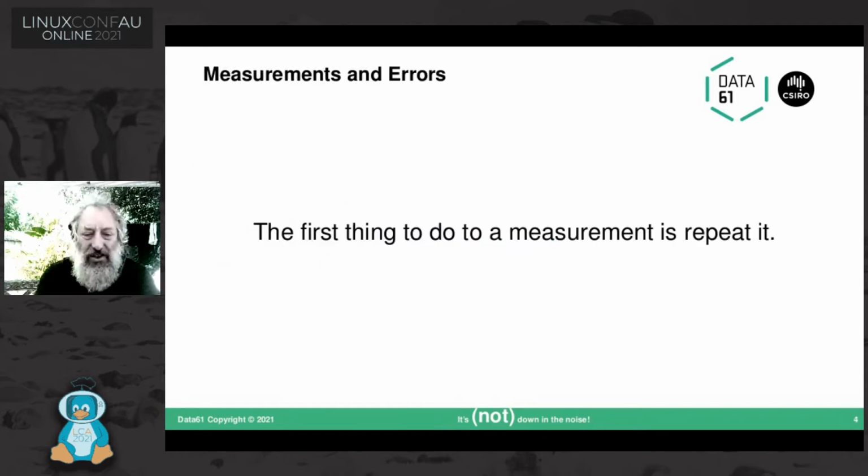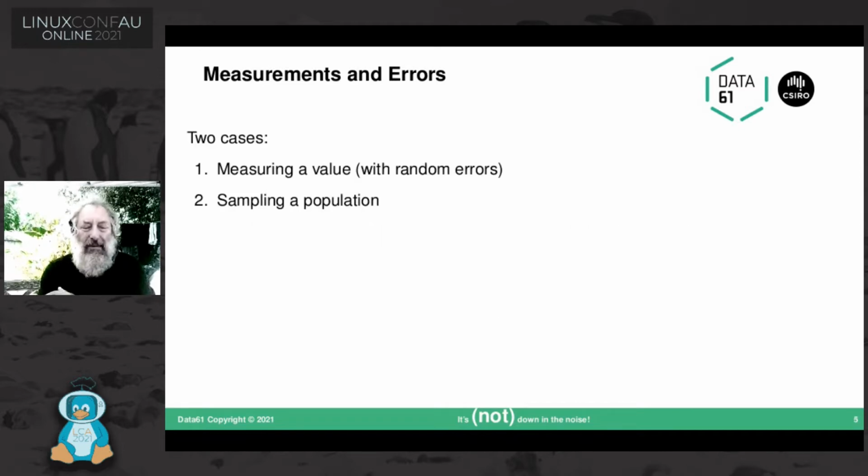That's good. As you know, the first thing you do to a measurement is repeat it, because you might measure 57 once, but the next time you measure it's 60 or 58 or whatever, and you just keep on going on. What's the true value there? Well, there's two different cases that you might be measuring. You might be measuring a value and there are random errors, the noise, or it might be that you're sampling a population where the things you're measuring are actually different each time you measure them.